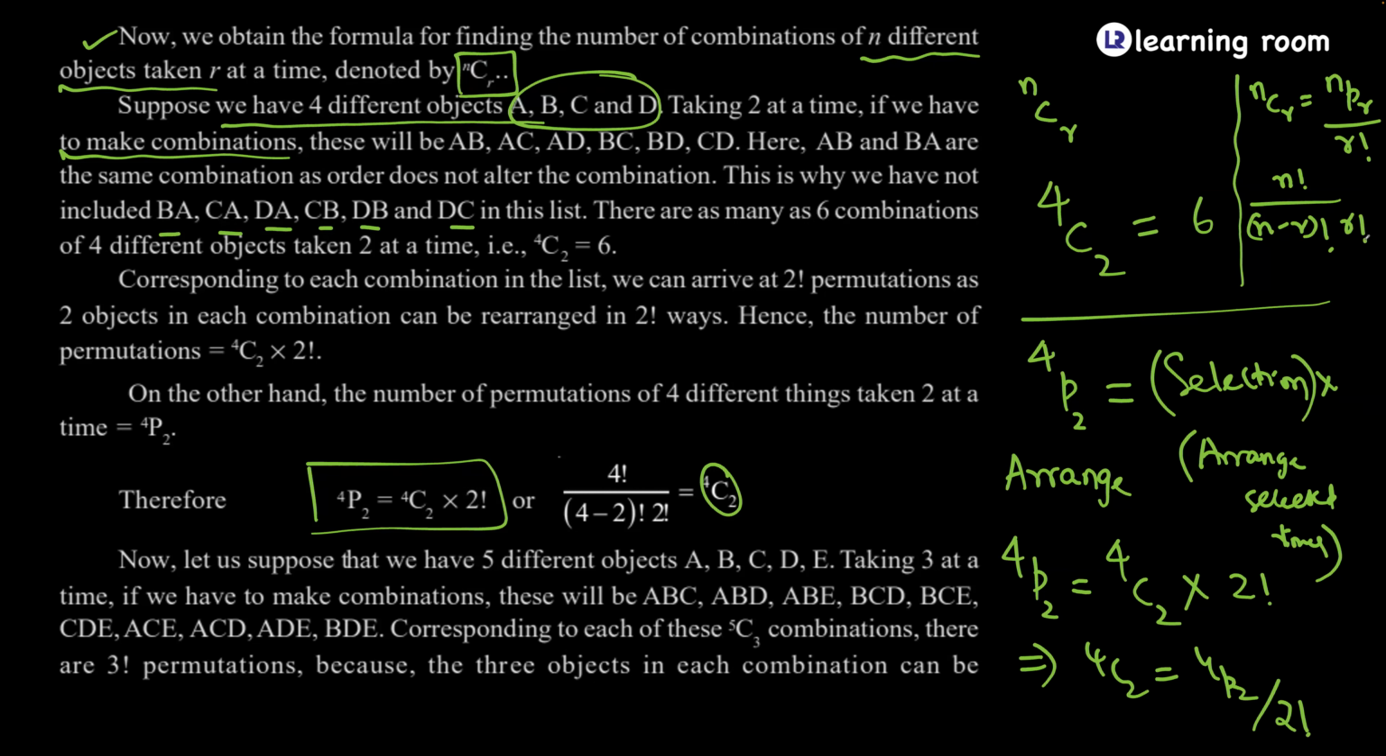That is the formula. So this is the reason why I told you in the beginning, you remember, combination is an intermediate step of permutation. Are you able to understand? So combination is an intermediate step of permutation. Is that clear? Make sense?